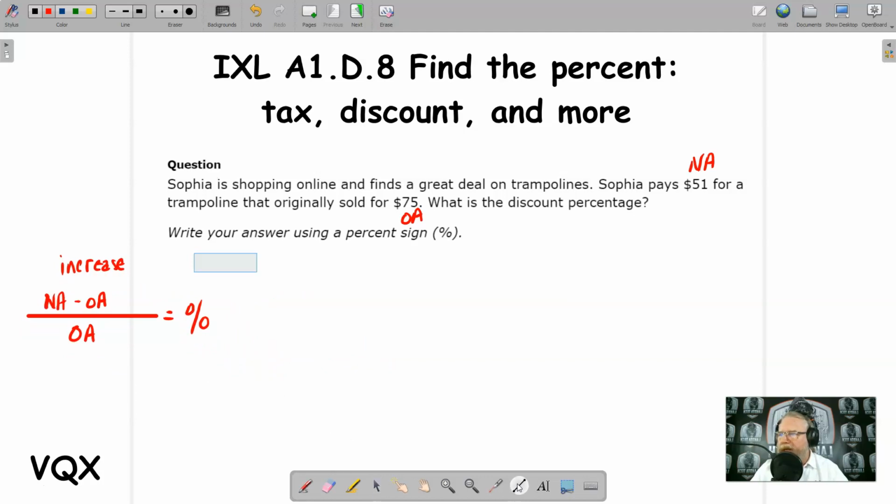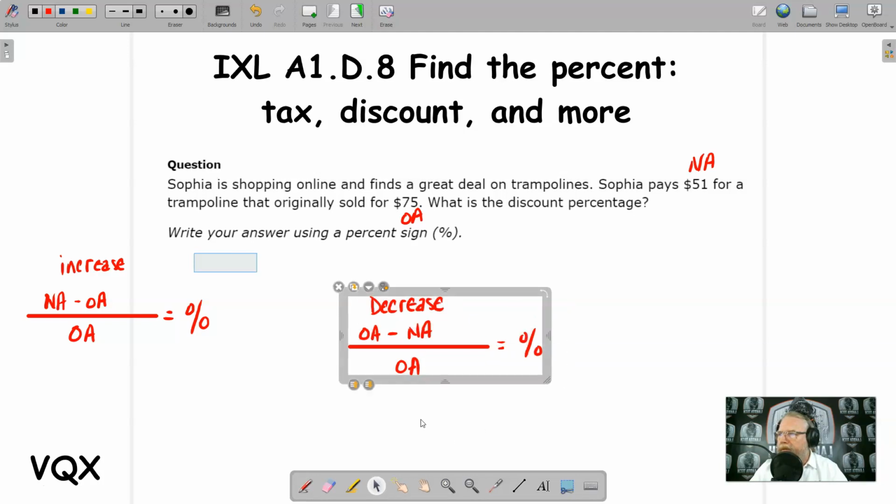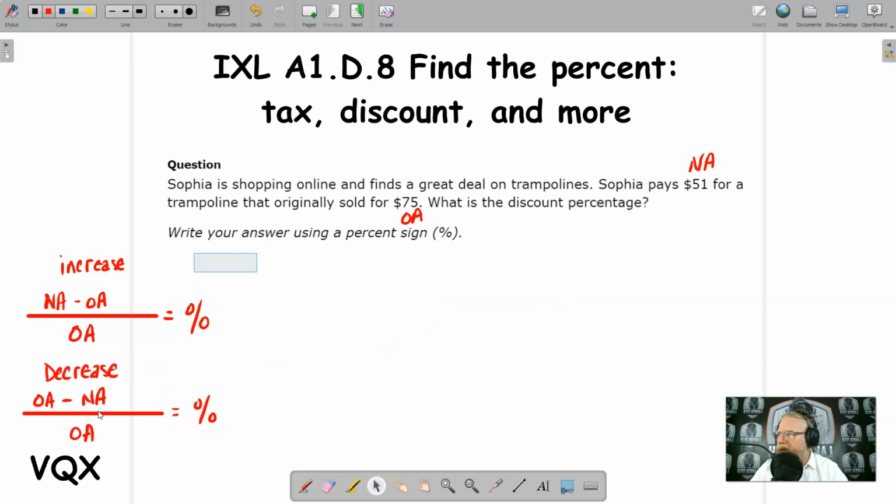If we have a decrease, so let's talk about a decrease. Well, our original amount is still going to be in the denominator. And we're talking about a decrease here, D-E-C-R-E-A-S-E. So if we have a percent of decrease, well, if something's $10 and then it becomes $5, then that's going to be the original amount minus the new amount. And then we work all this out, and that would give us a percent of decrease. So let's grab this equation here, group all that together, and we'll move that over here.